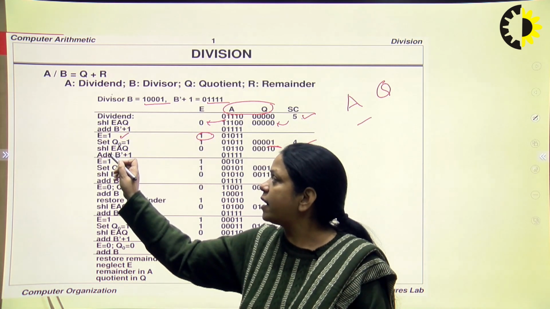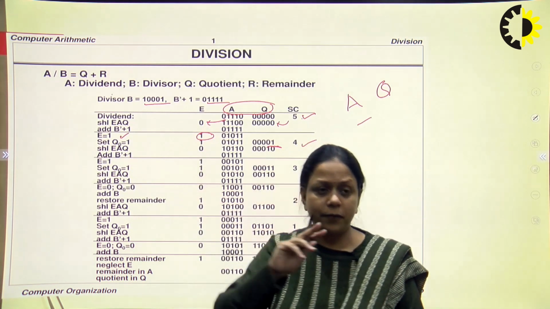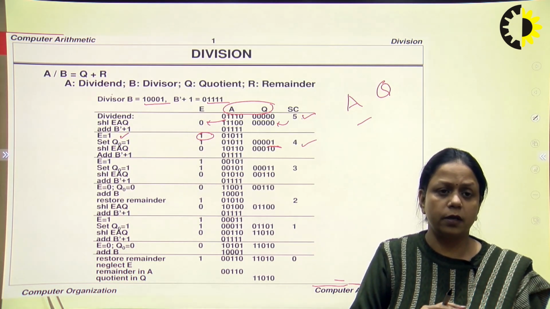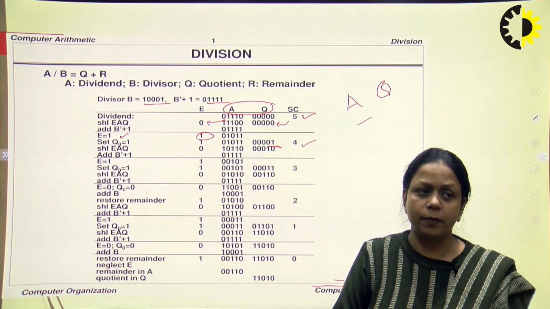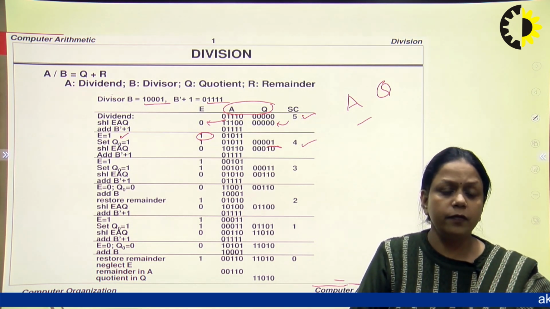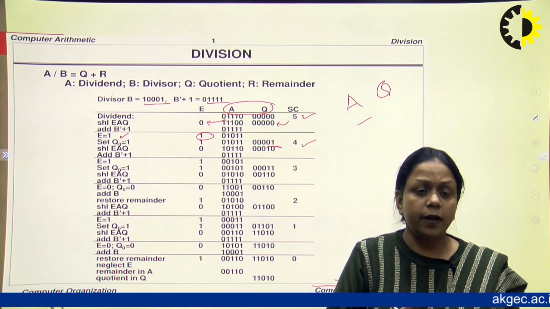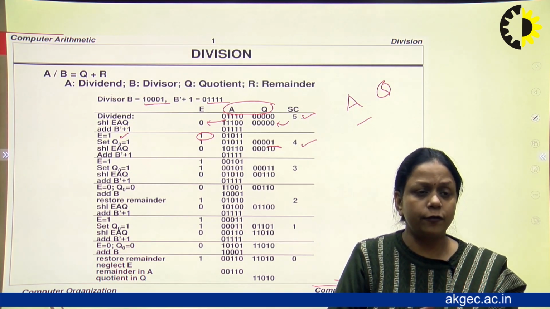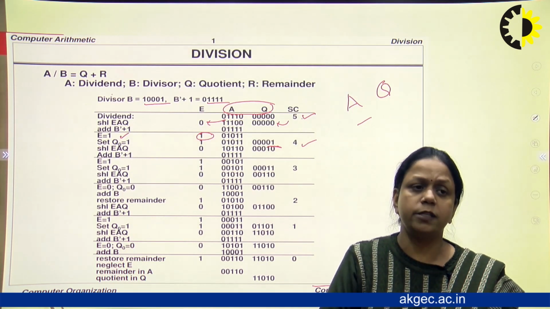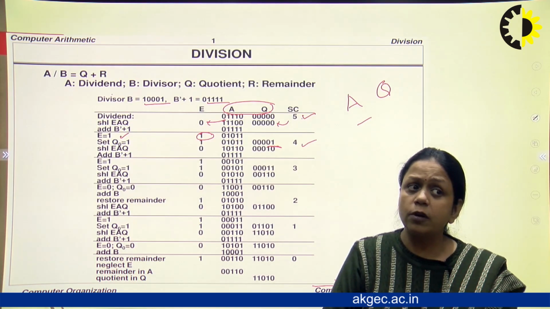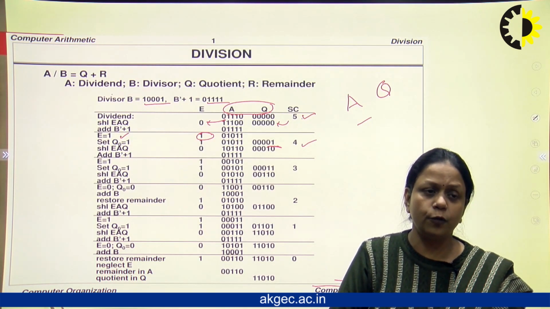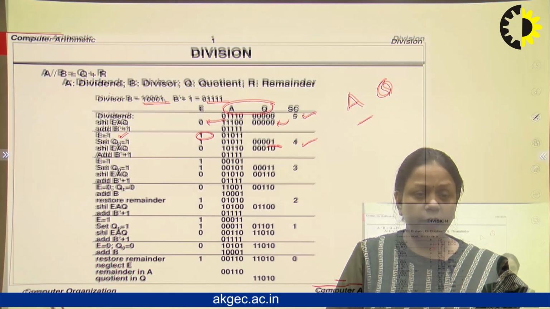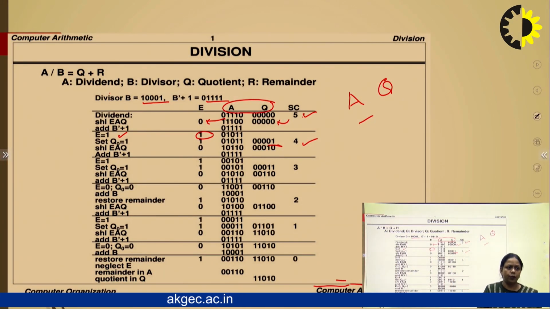So we will start with the shift left EAQ. We have mainly two steps in this algorithm. The first one is shift left EAQ and add B bar plus 1, and after this step we will check the value of E. If the value of E is equal to 1, we have to set the value of Qn to 1. If it is equal to 0, it means we have to keep the value of Qn as 0. There is no need to change the value of Qn here.